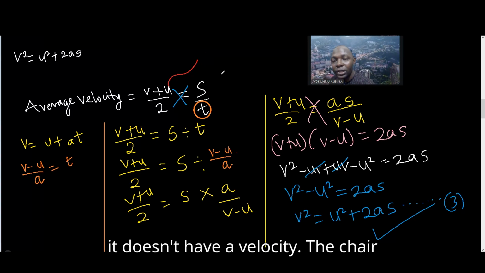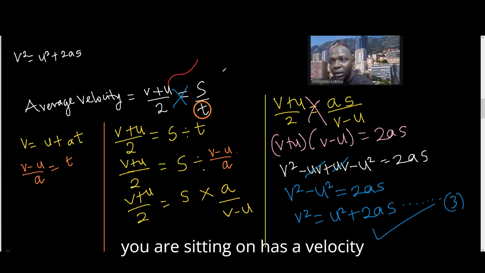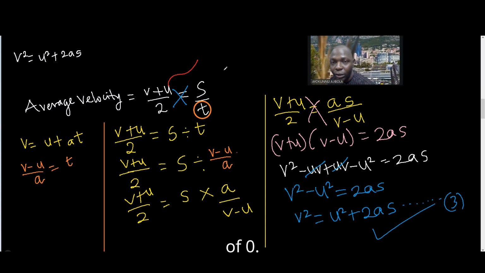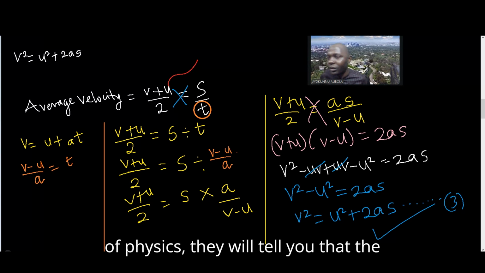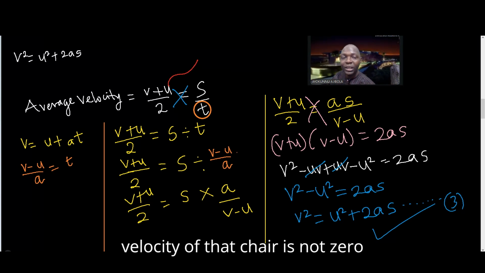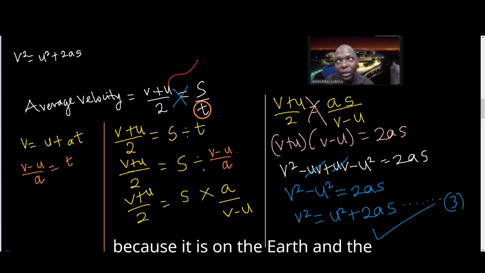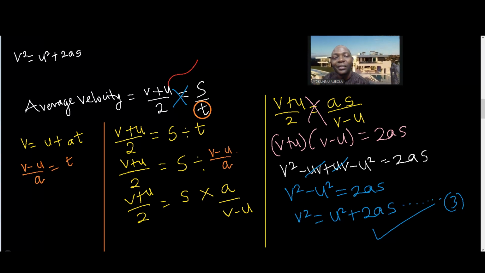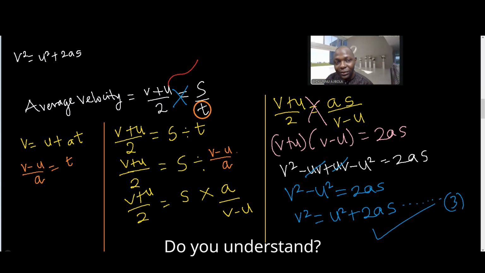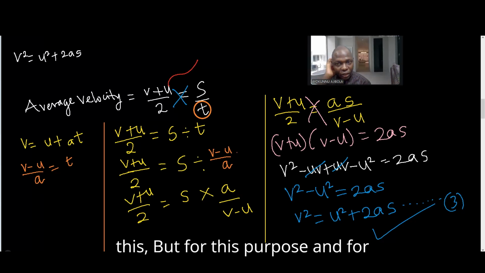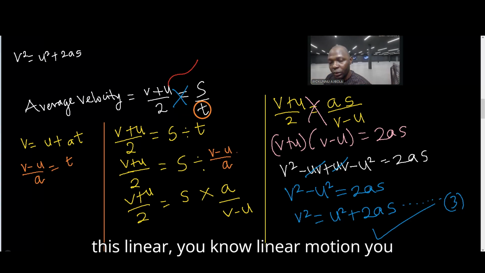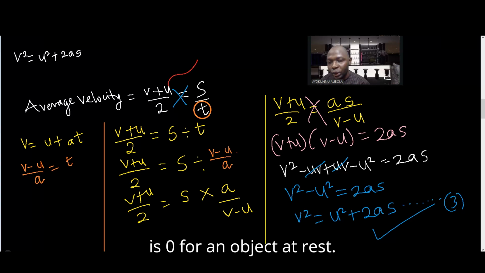Don't tell me that an object at rest doesn't have a velocity. The chair you are sitting on has a velocity of 0. But at a certain level of physics, they will tell you that the velocity of that chair is not 0, because it is on the earth and the earth is moving. Do you understand? Yes, sir. Good. But for this linear motion, u is 0 for an object at rest.